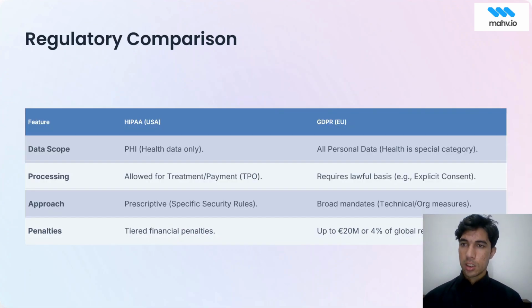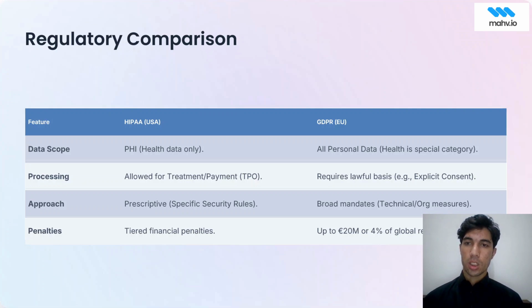Here is basically the regulatory comparison between HIPAA, the USA model, and the European Union model. So HIPAA only applies to health data, while the GDPR in the European Union applies to all personal data. And in HIPAA, use is allowed for treatment or payment, and in the European Union, it requires a lawful basis, which is basically, for example, explicit consent of the patient.